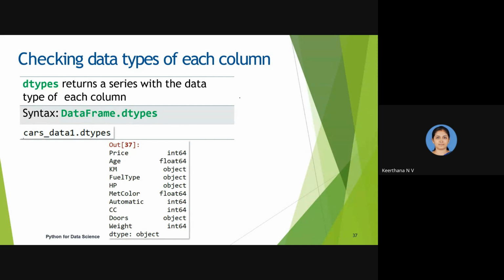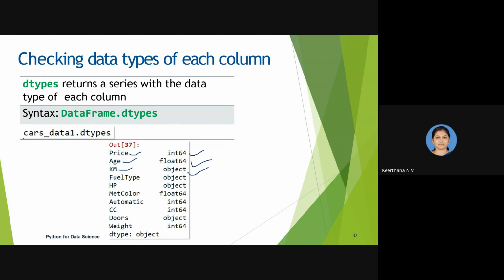Next, how to check the data type of each column. If you give the code cars_data1.dtypes, you will get output like this. The price column contains int64 data type, age is float64, and kilometer is object data type. It means that these values contain NaN values, so this data type is considered an object.